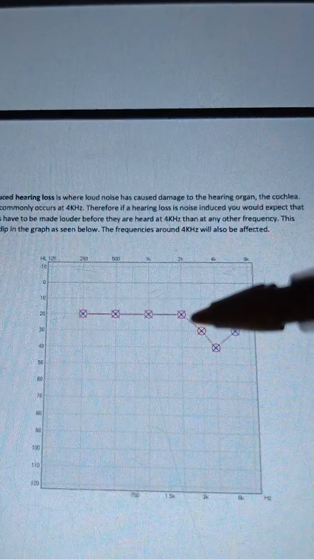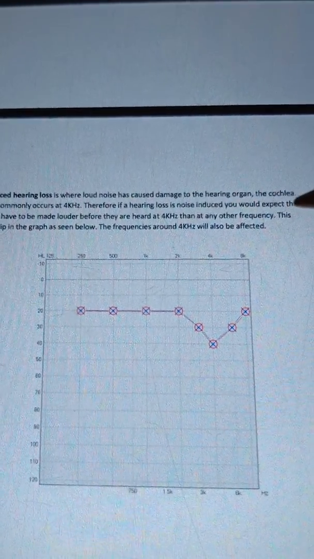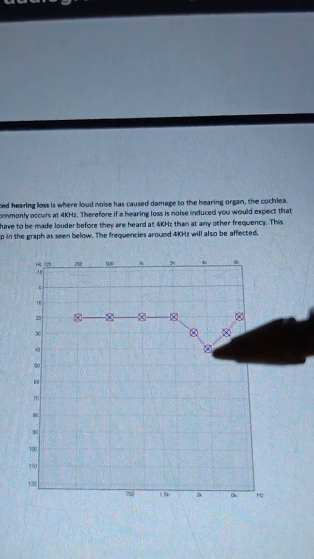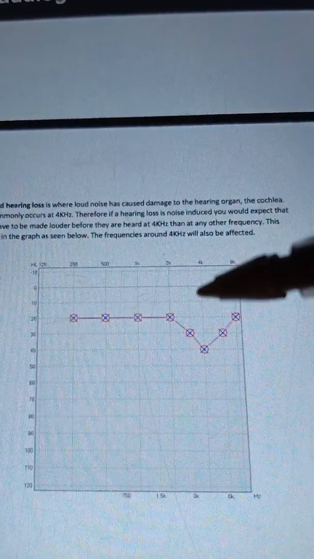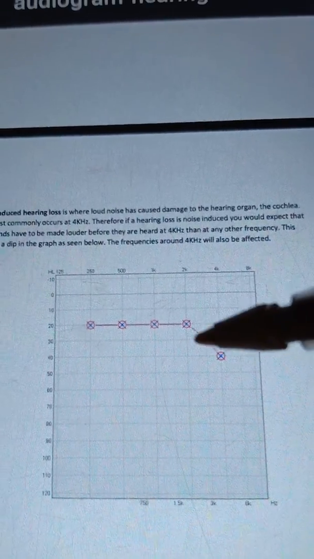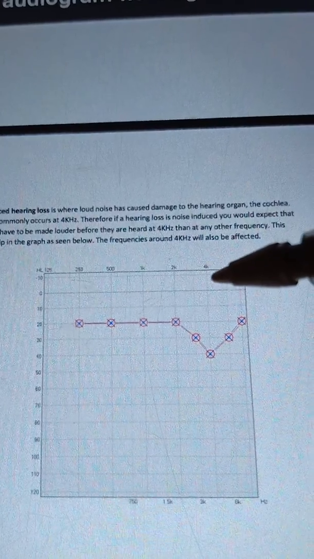Noise-induced hearing loss. Here, the loud noise has caused damage to the hearing organ, commonly occurring at 4 kHz. Therefore, if a hearing loss is noise-induced, one would expect the sounds to have to be made louder before they are heard at 4 kHz. The frequencies at 4 kHz are generally affected. Noise-induced hearing loss causing a dip at 4 kHz.